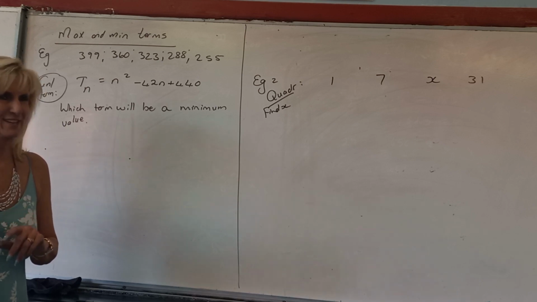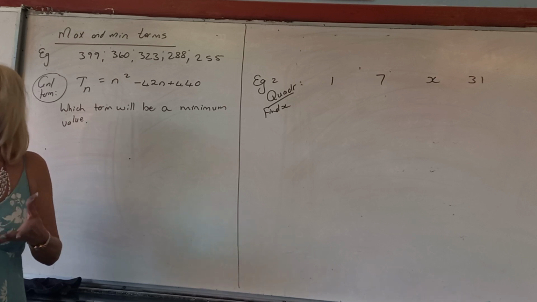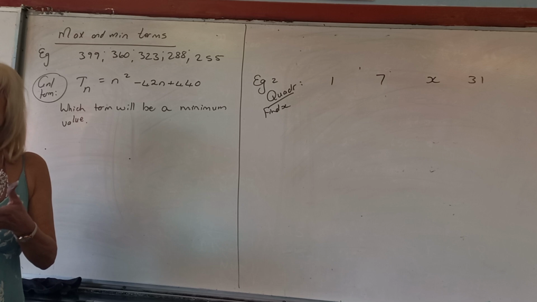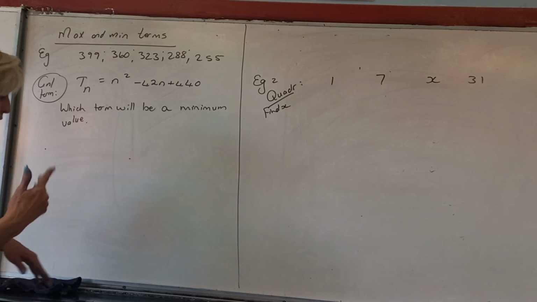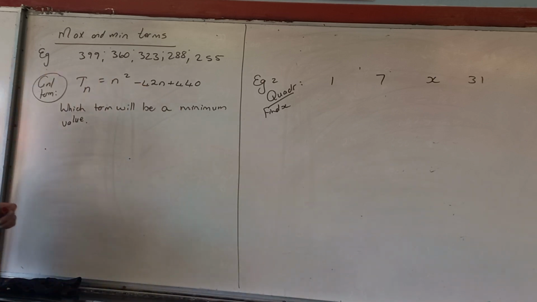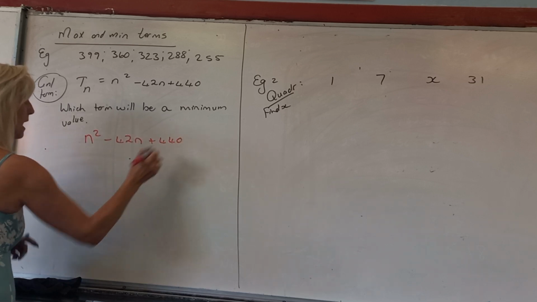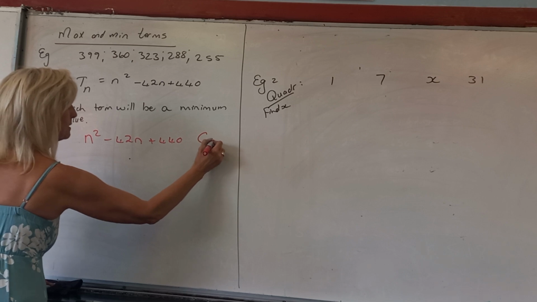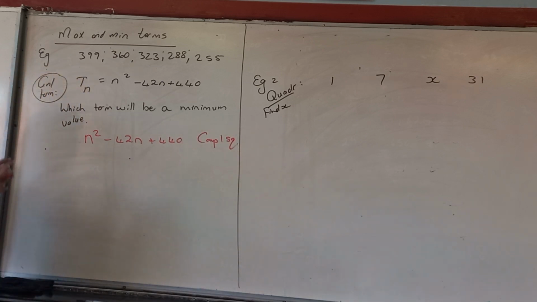Completing the square. When we were busy with the parabolas as well, and we said what would be the maximums and the minimums, that's where we did it. So, completing the square. That's not the only way, I'll show you now. But I want to remind you of this, you have a test coming up. So, if I want to find the minimum or the maximum of n squared minus 42n plus 440, and I want to do completing the square, which is one of the techniques, how does it work?